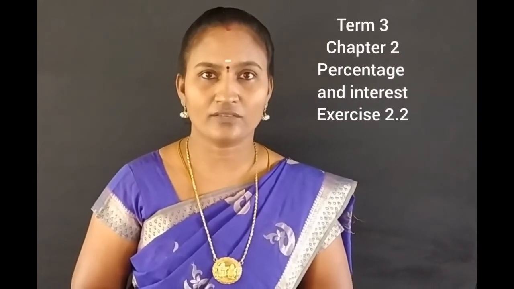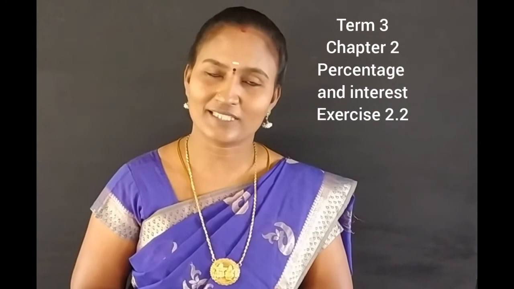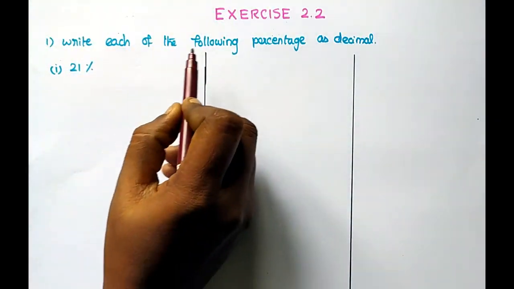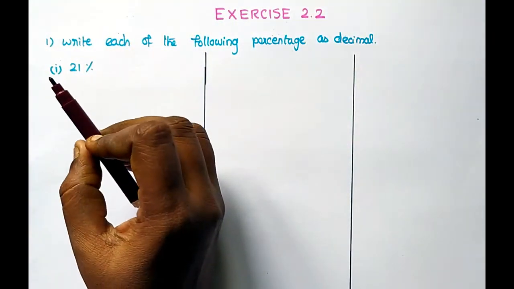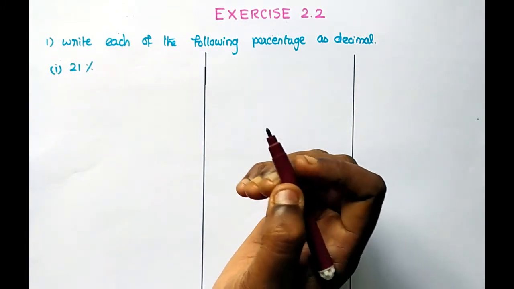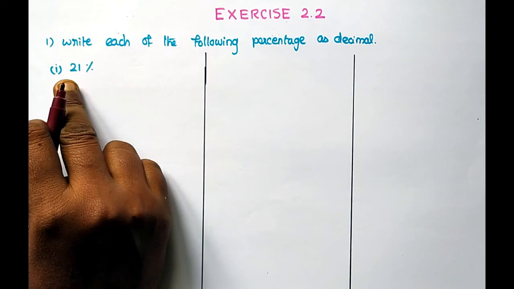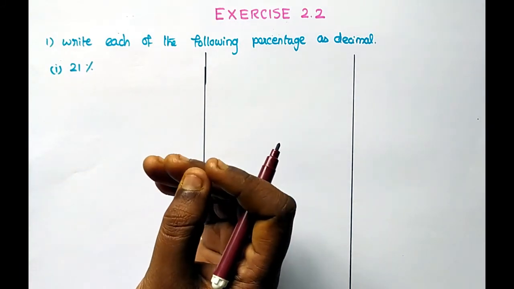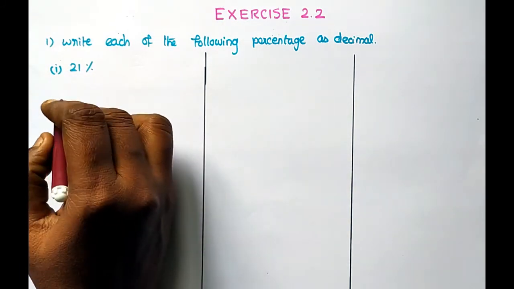Now we are going to solve exercise 2.2. Let us get into the session. Look at this exercise 2.2. First question, write each of the following percentages as decimals. Listen, they have given the percentage. We have to change it into decimal.